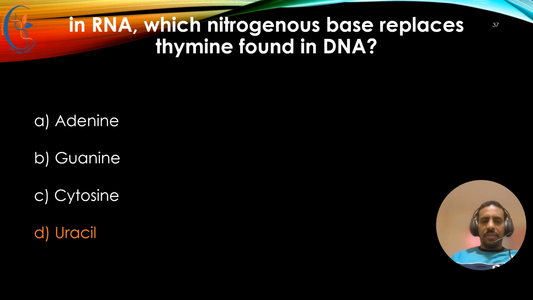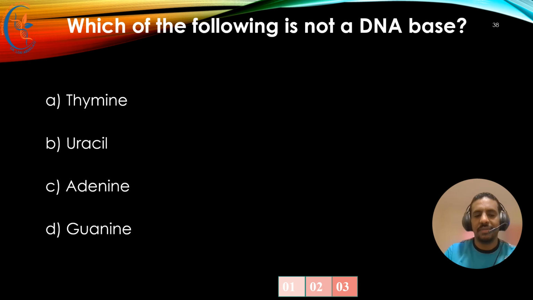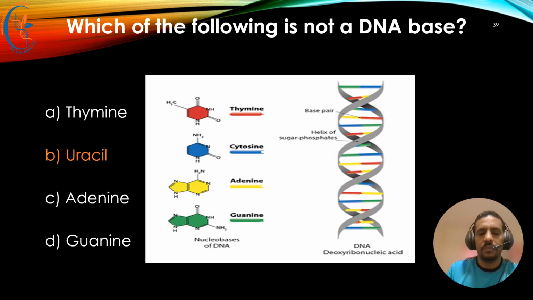Let's move on. So the next question is which of the following is not a DNA base? Okay, the correct answer is uracil. Uracil is not a DNA base, it is an RNA base.